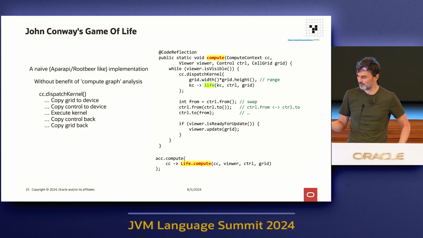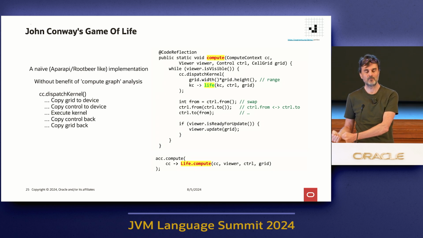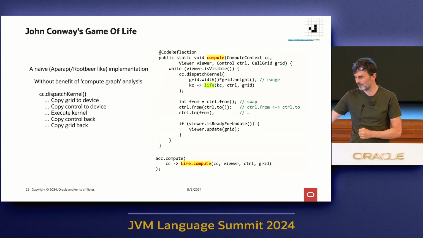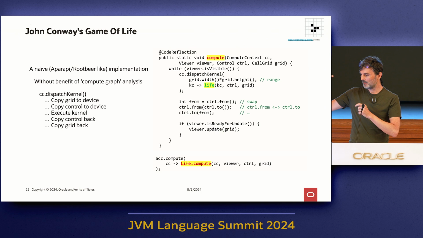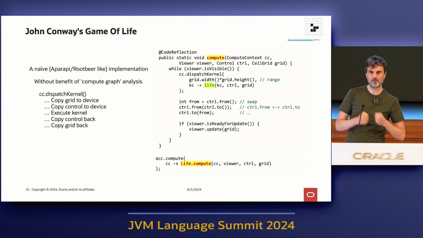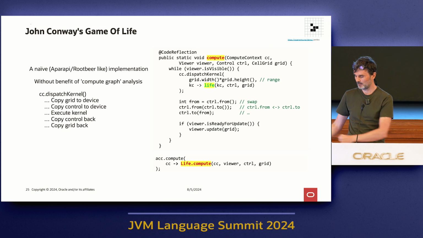So if a viewer isn't ready, we shouldn't have to copy the grid over from the GPU to the host. It should just be left on the GPU. But in a naive implementation, every loop through this while loop will do a copy of the grid every time.